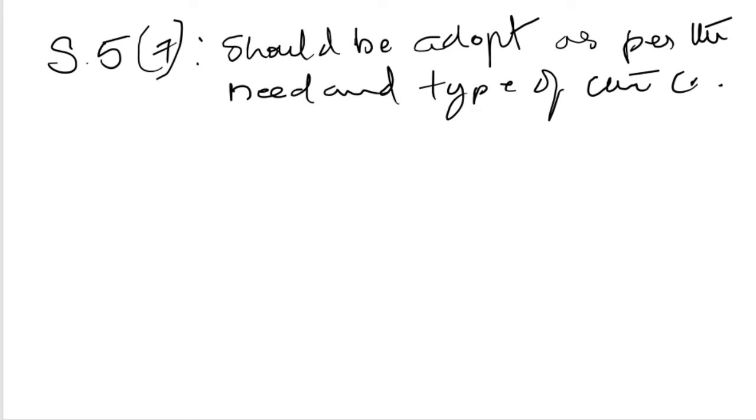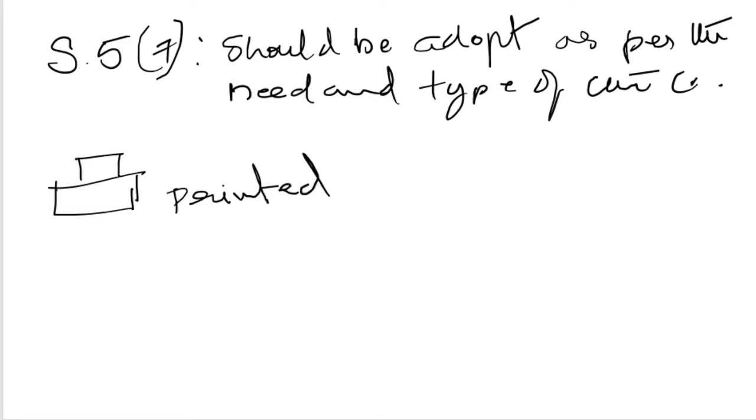So the articles of association should be in printed format. Then it should be divided into paragraphs, and consecutively numbered.